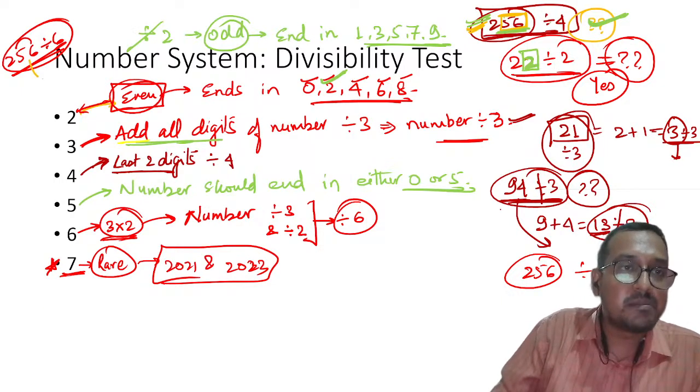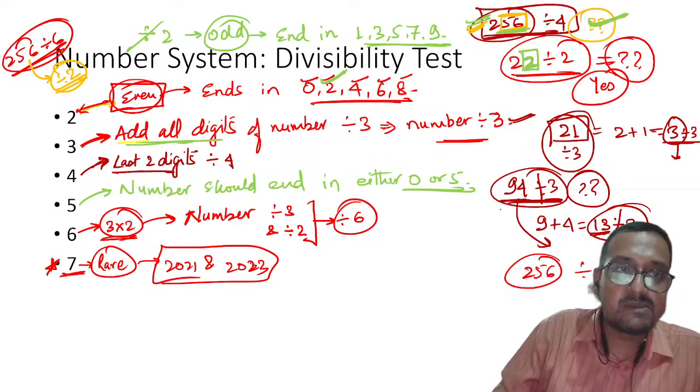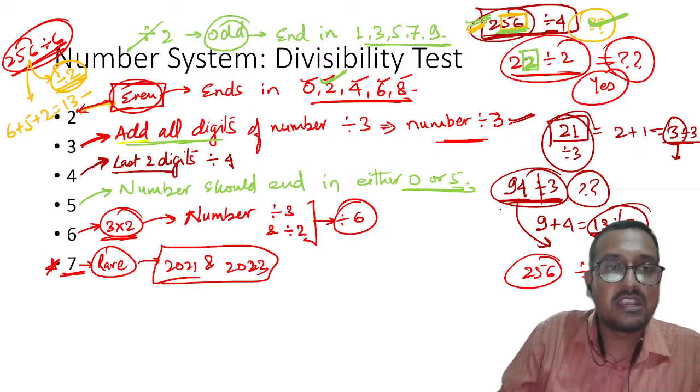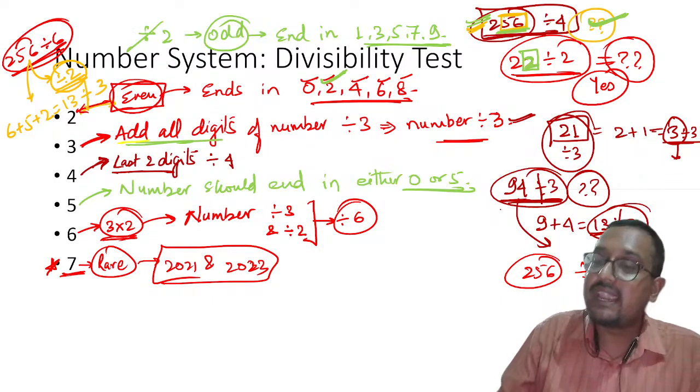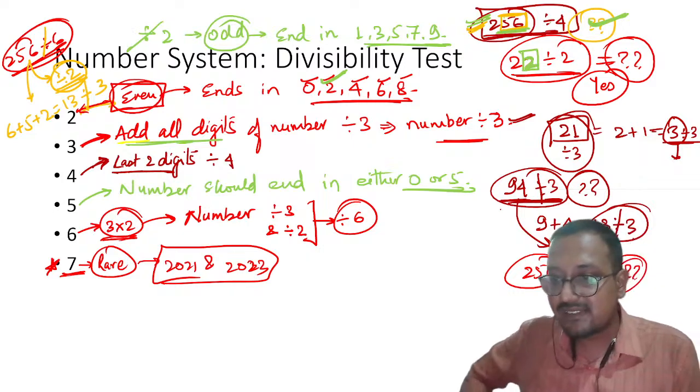This number is definitely divisible by 2, right? But is it divisible by 3? Let us add it up: 6 plus 5 plus 2. That total is 13. 13 is not divisible by 3 and hence it is not divisible by 6.